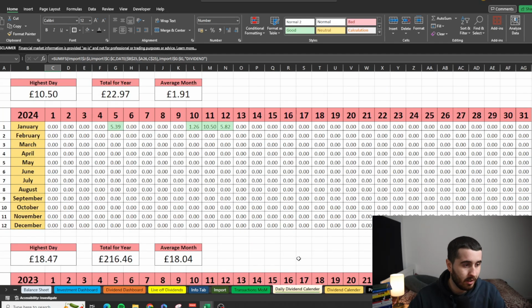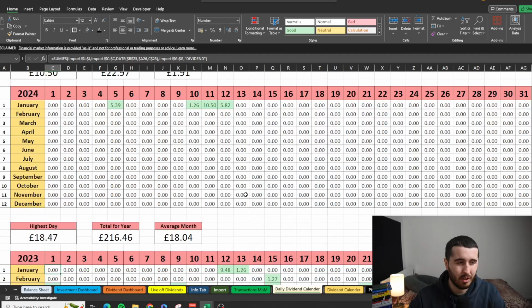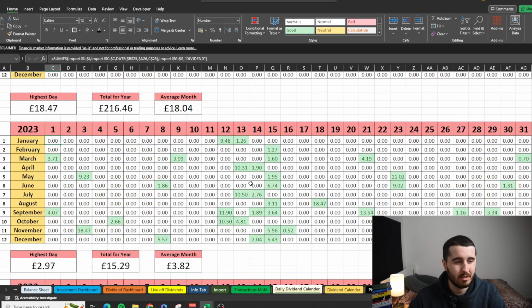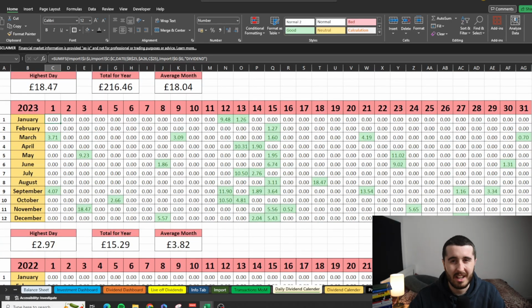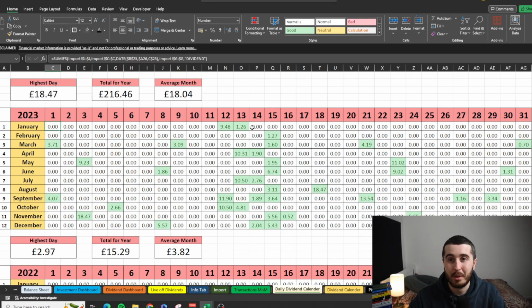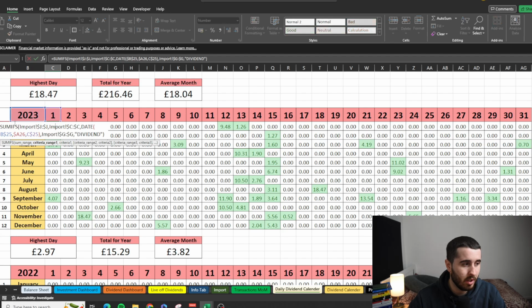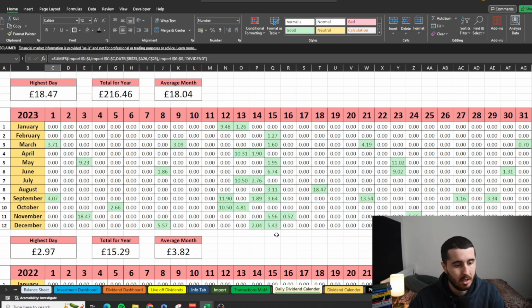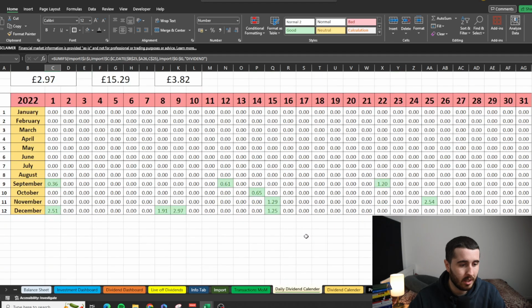Then the daily dividend calendar. Oh, we're actually not going to look at that because that's a cheat code to my dividends next month. We're going to ignore that for now. We're just going to look at 2023. I've already done a video on December, and I've done a video going back to June or May, I think, based on all my dividends. But anyway, this is basically a sum if based on the days. Again, it's looking at the import tab. Very fun to look at. I quite like this.